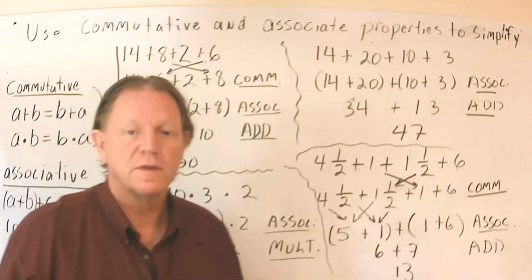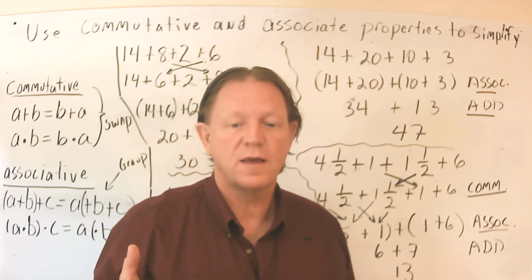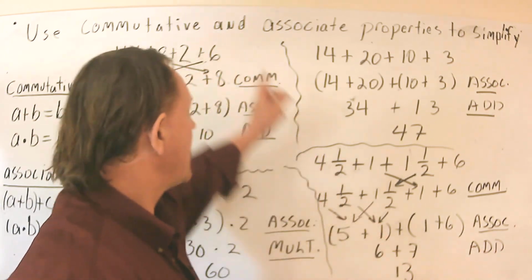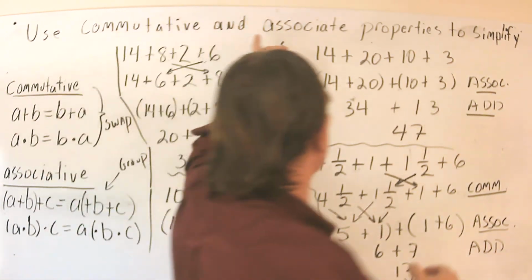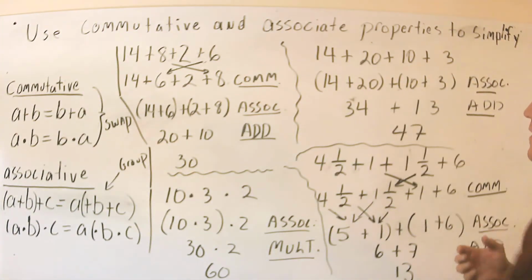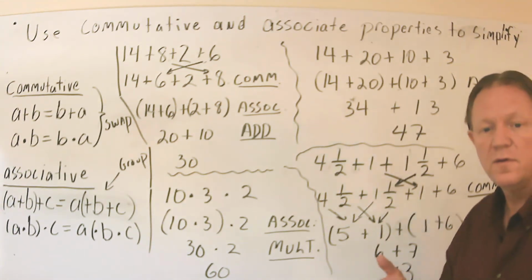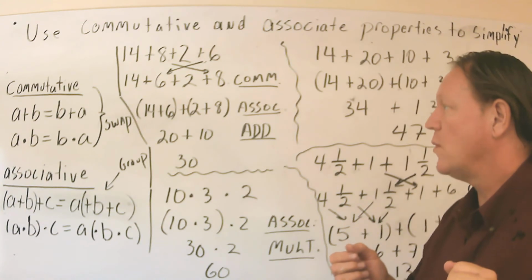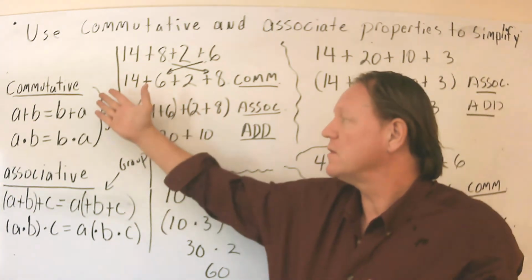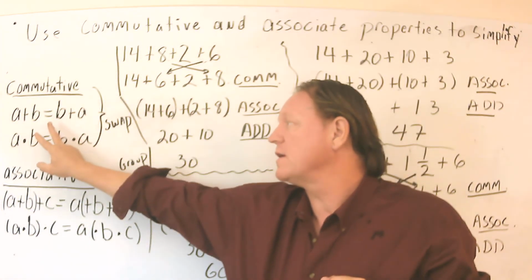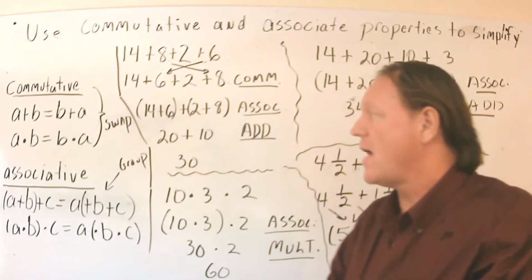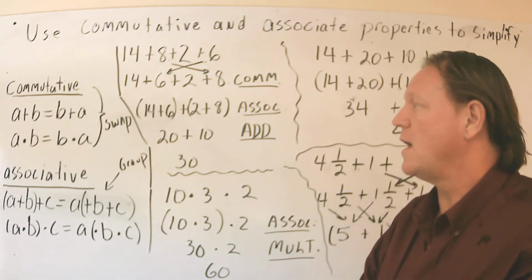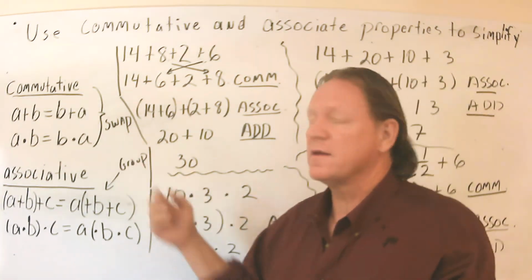Welcome to this algebra lesson, and this algebra lesson is about how to use the commutative and associative properties to simplify. Important things to note: the commutative property is simply, you can think of it as swapping the values that you're going to add or multiply, and it doesn't affect anything.